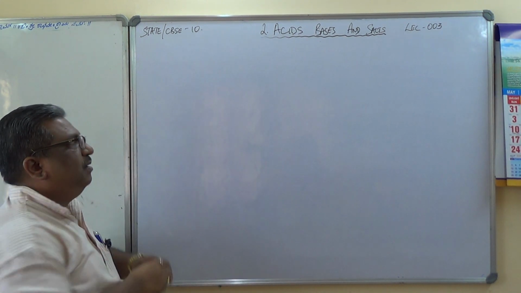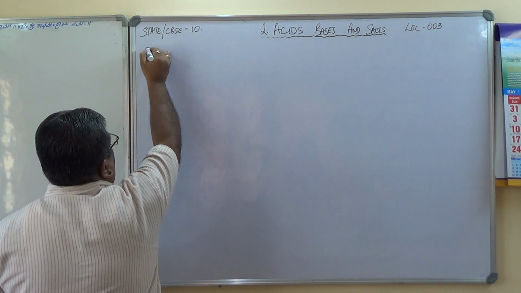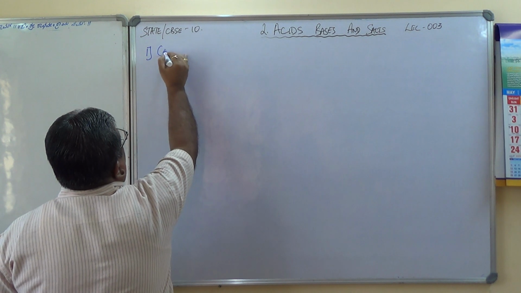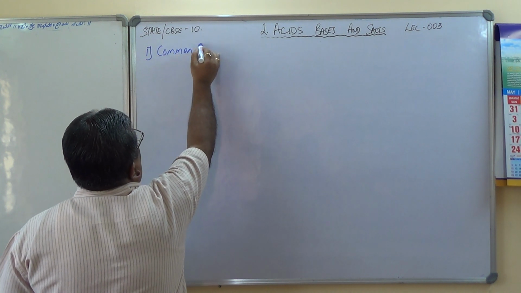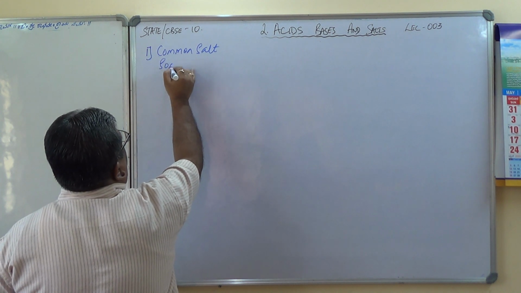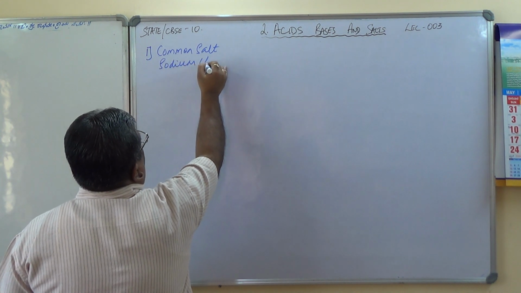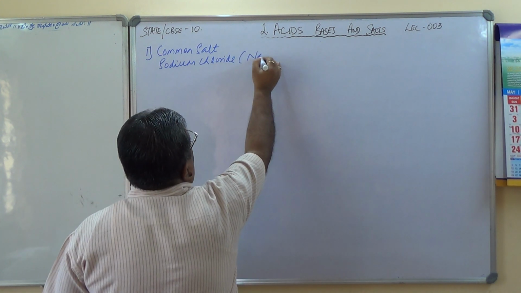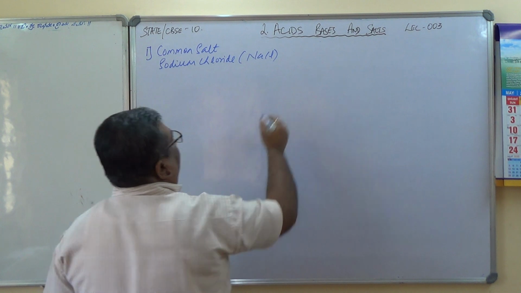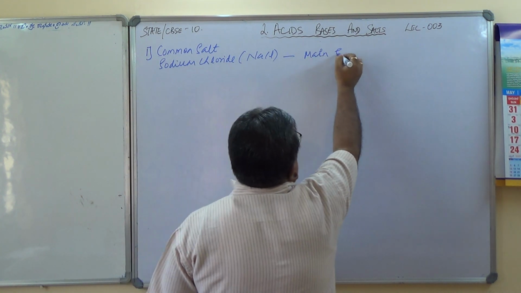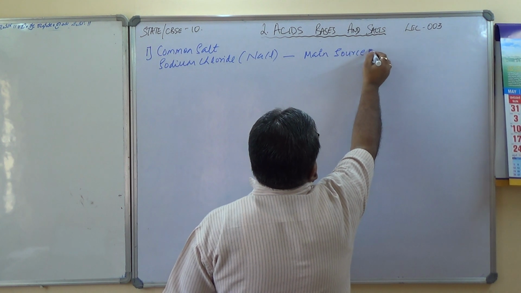First salt, sodium, common salt basically. The chemical name for common salt is sodium chloride. The formula for this is NaCl. How do you obtain this one? The main source is seawater.